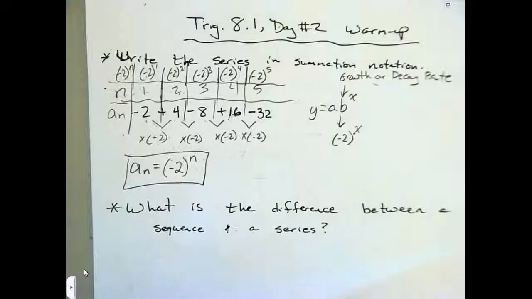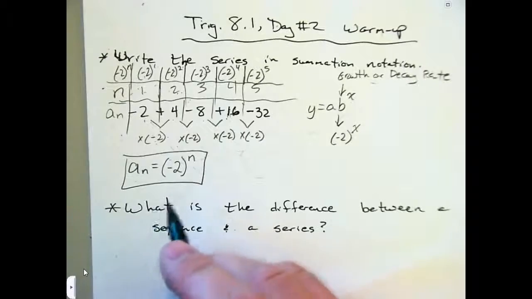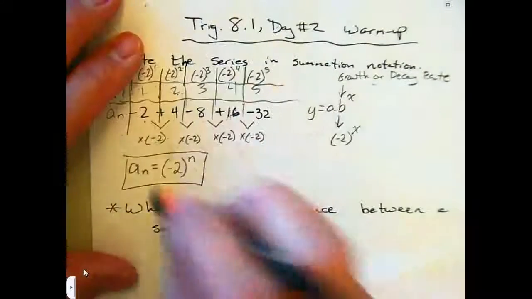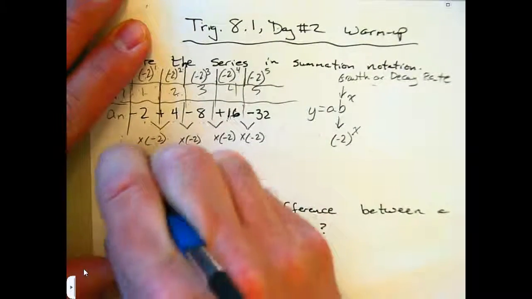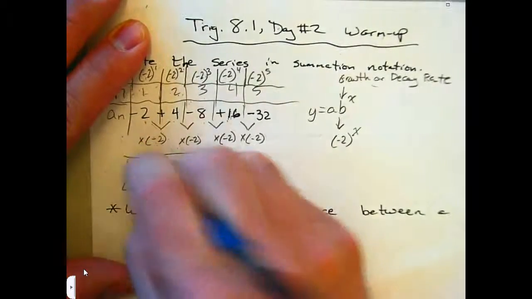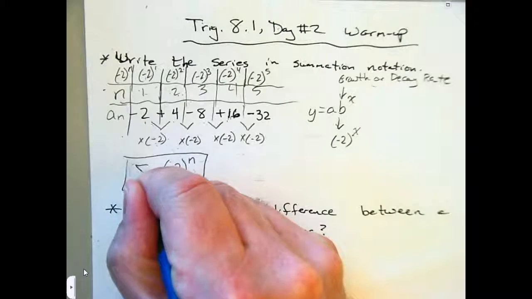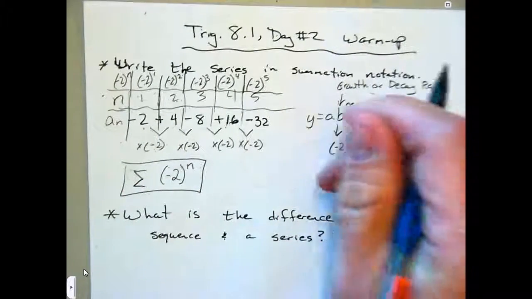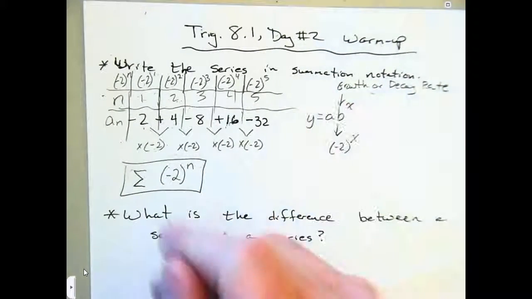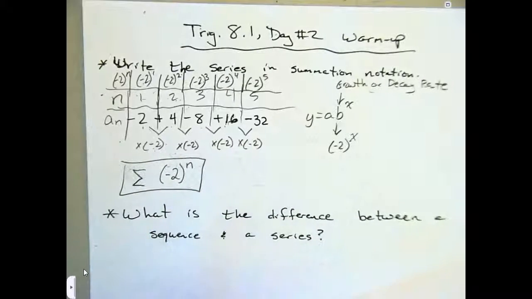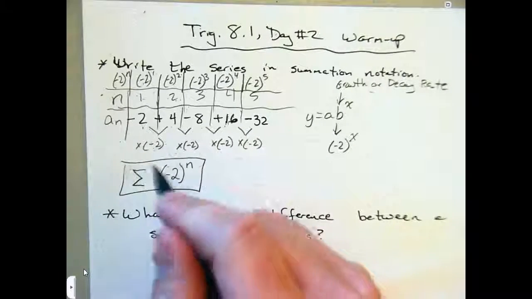Yeah, they asked us to write in summation notation. Now, we still had to do all this. It's just in summation notation, we don't have the a sub n. That's a sequence. In summation notation, we write our cool sigma symbol. We have the rule here, so we keep that. We don't put equals. We have the rule.